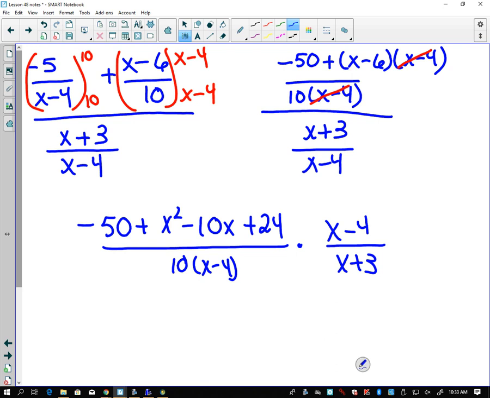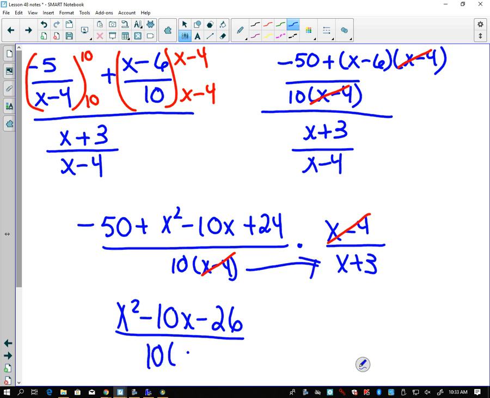At that point, what we're going to see is from here the x minus 4s cancel out. Between that negative 50 and that positive 24, that's going to come out to negative 26. So you get x squared minus 10x minus 26 over 10 times x plus 3.